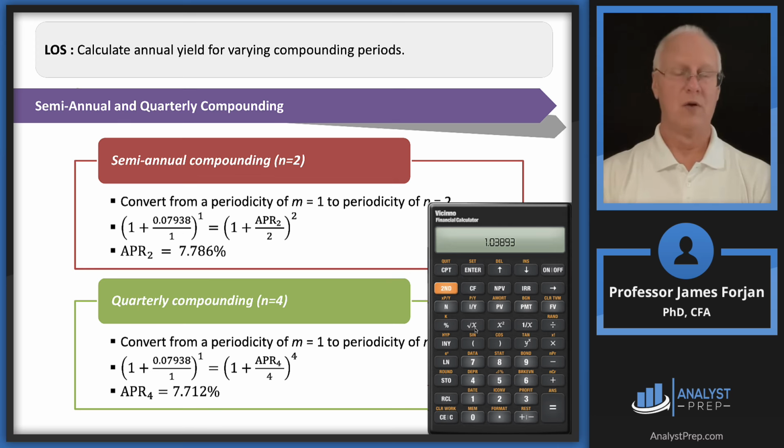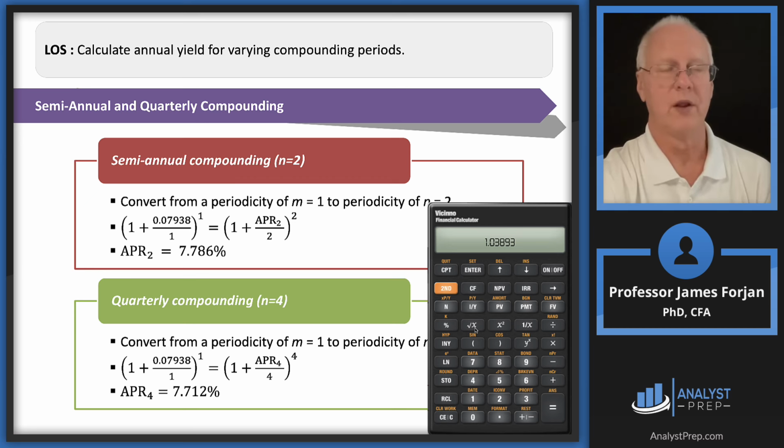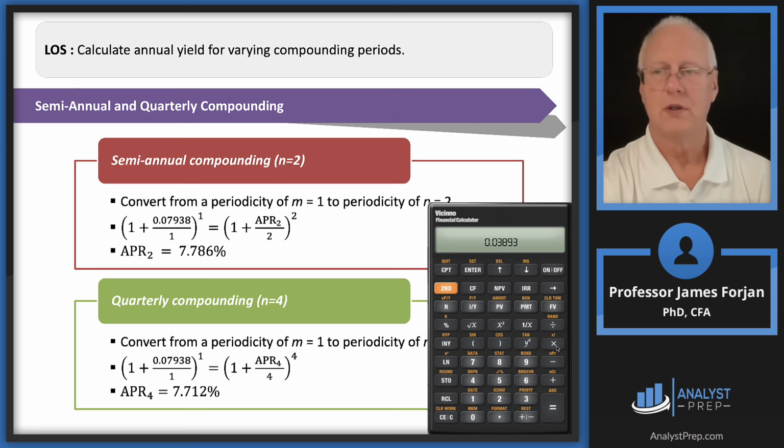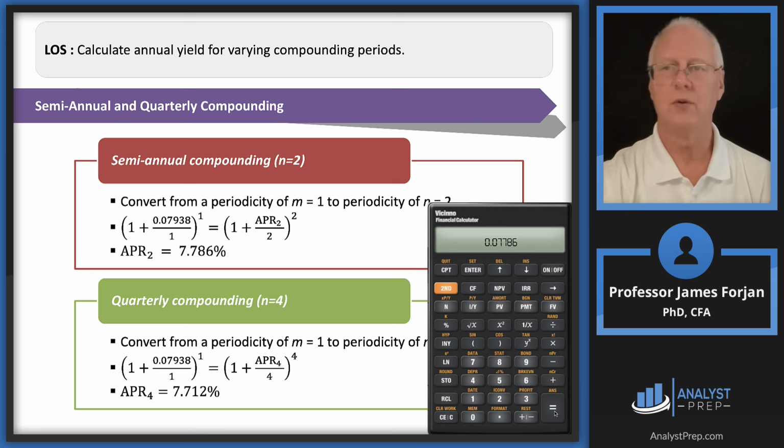And then we have the 1 plus, and we're solving for that variable in the numerator. And so all we need to do is subtract 1, and then multiply both sides by 2, times 2 equals, and there we get our 7.786. So this is the yield assuming semi-annual compounding.